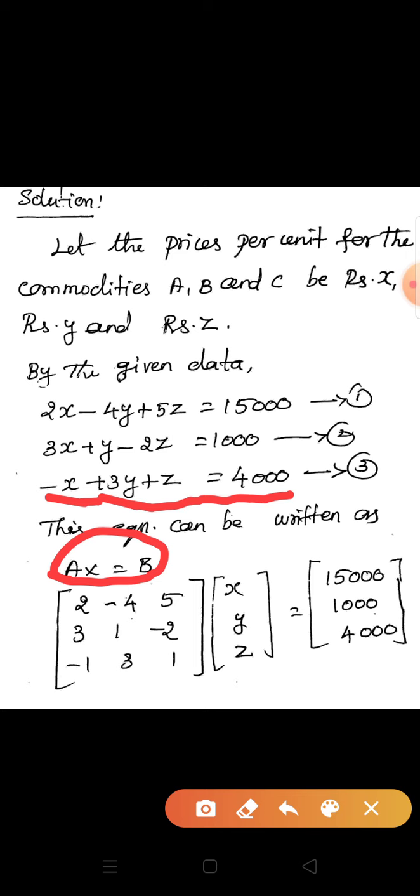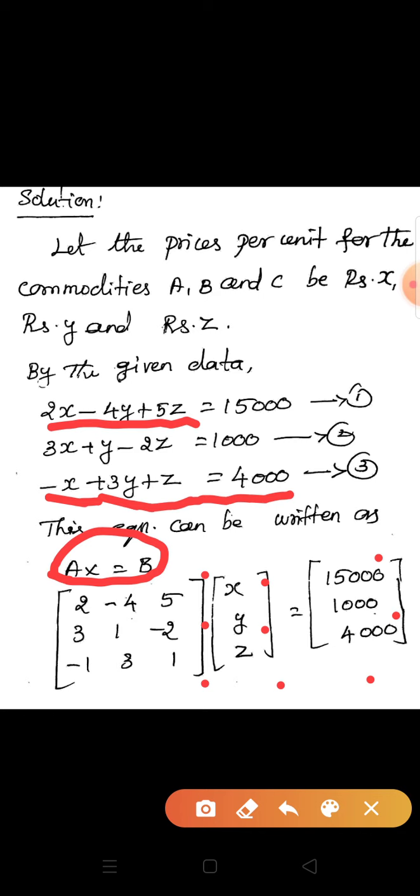We write the coefficient matrix of x, y, z: 2, -4, 5; 3, 1, -2; -1, 3, 1. And the column matrix x, y, z. The right side is 15,000, 1,000, 4,000.